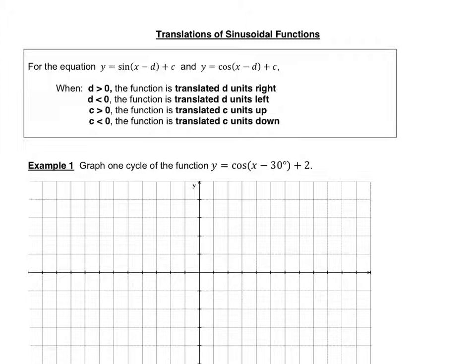And it says there, when d is positive, the function is translated d units right. When d is negative, it is translated d units to the left. So here's the d value we're speaking of right here. In addition, when there is a constant added or subtracted at the end of the equation, our function shifts up or down. So if c is positive, the function is translated up, and if it's negative, it's translated down. So we're going to have a look at a specific example here.